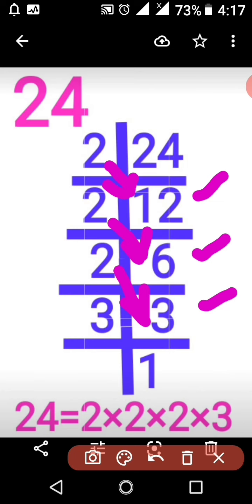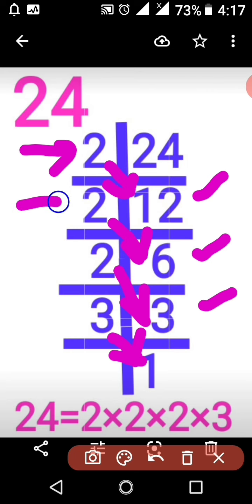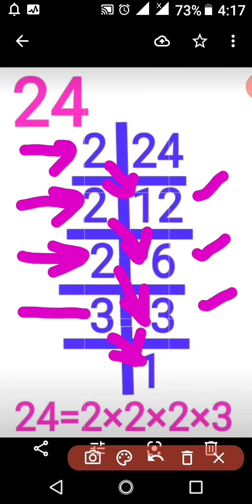The first prime number is 2, and after 2 the next prime number is 3. 3 is divisible by 3. 3 ones are 3. Whenever you get 1 as a quotient, stop the process. If you observe, we got 4 prime factors. What are they? The first one is 2, the second one is also 2, the third one is 2, and the fourth one is 3. So 24 can be written as 2 into 2 into 2 into 3.